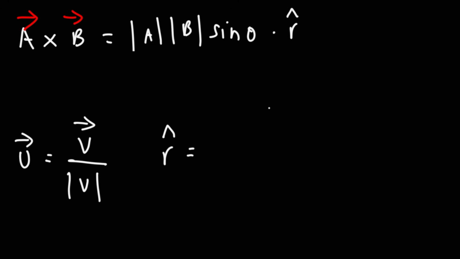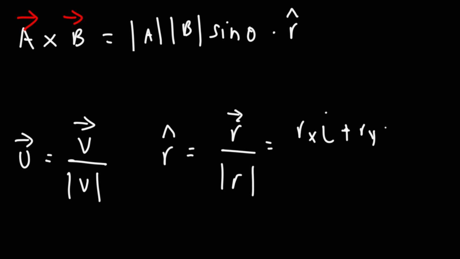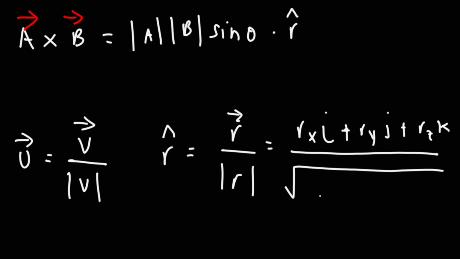R hat is the unit vector of the position vector R. Now the position vector R is basically, in unit vector notation, Rx i plus Ry j plus Rz k, divided by the magnitude of R, which for a 3D vector is going to be the square root of Rx squared plus Ry squared plus Rz squared. For a 2D vector, you would just get rid of those two parts.